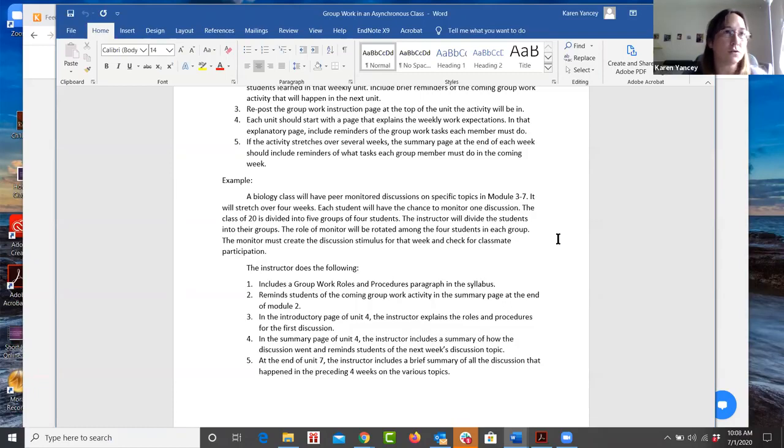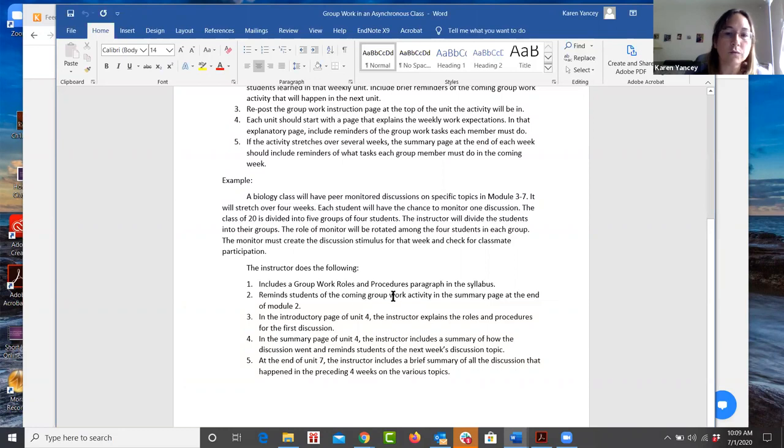So you would give them the power to create a post board, or you would already assign that group to a post board. And then that monitor, the student who plays the role of monitor, will then check that their group members have participated. So this is what the instructor would do.